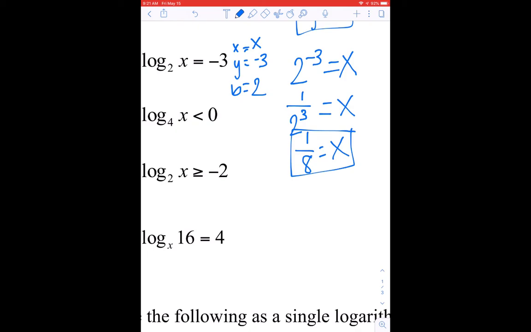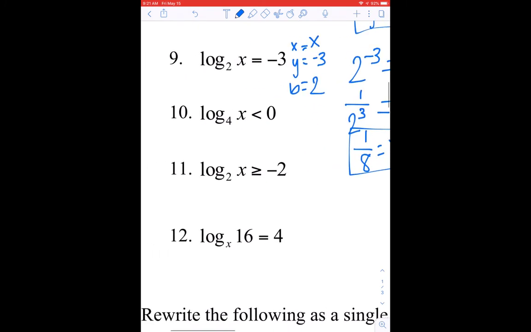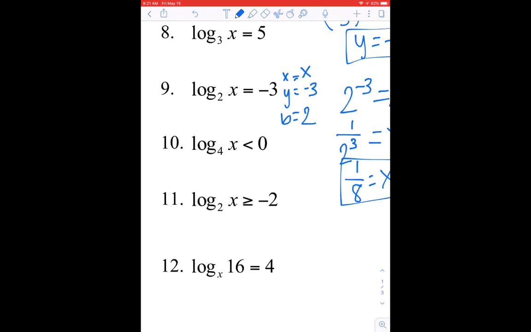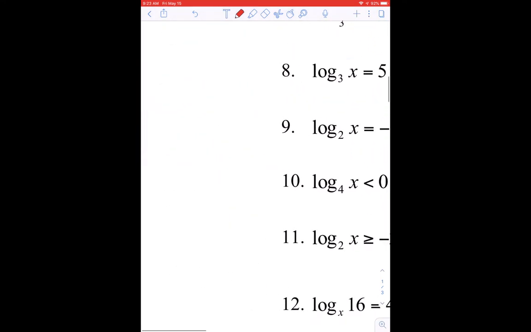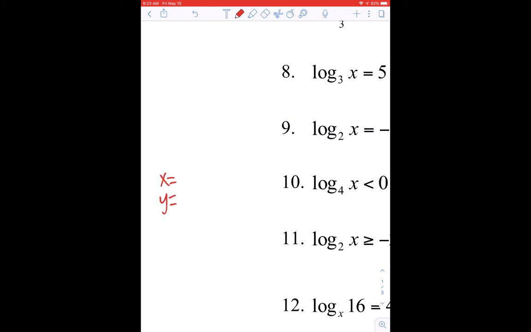And 10. I'm going to do 10 in a different color. So 10 is going to be over here. Log base 4 of x, so I'm going to write out my x equals, my y equals, and my b equals. My base is 4, my x is x, my y is 0, so I'm going to write base 4 to the 0 equals x, and I know that 4 to the 0 is 1, so x is 1. That's my answer.